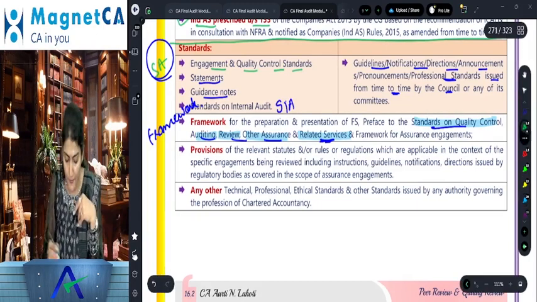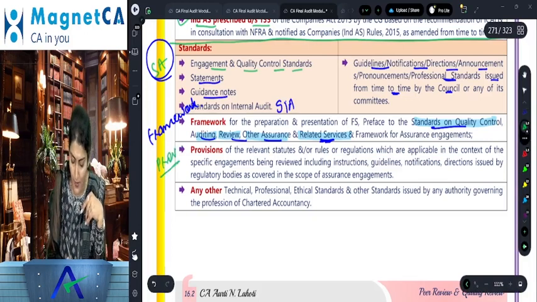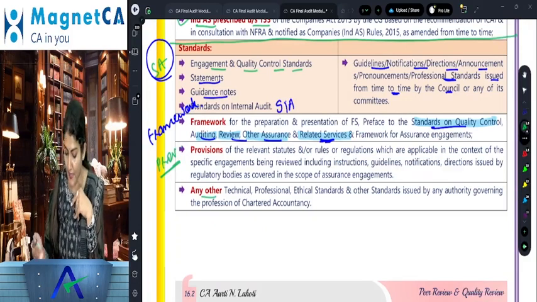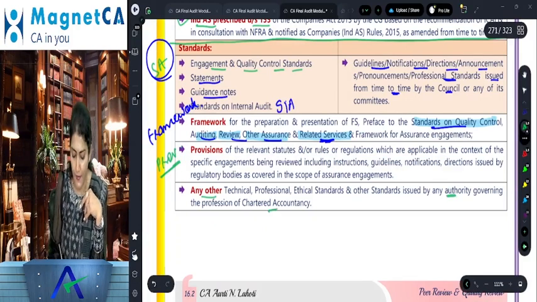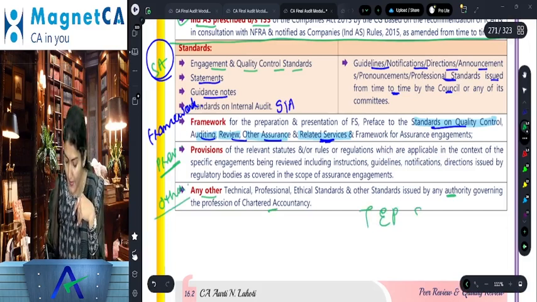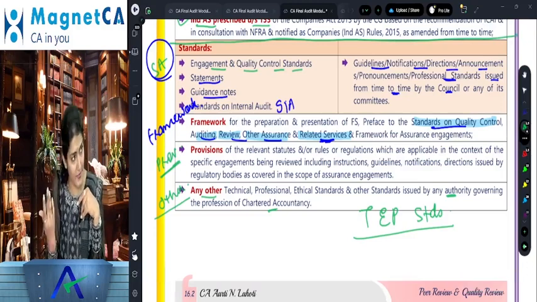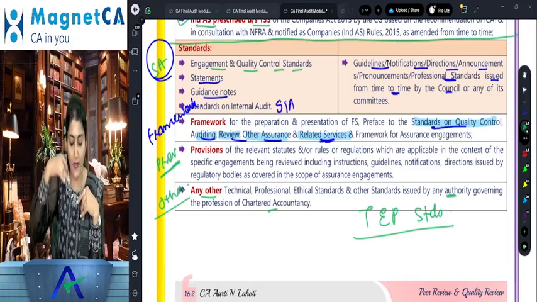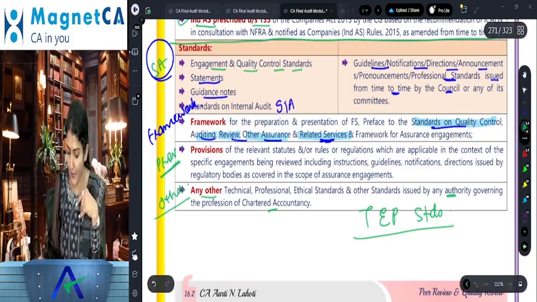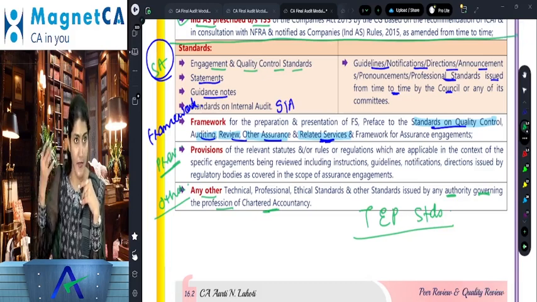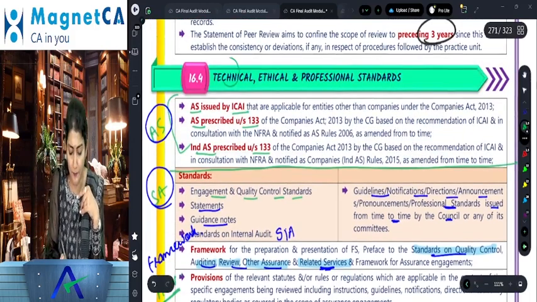Right, then after the framework, you also have the provisions of the relevant statutes and regulation and any other technical, ethical, professional standards issued by any authority governing the profession of the chartered accountancy. So what do you mean by technical, ethical, professional standards, everyone? Accounting standards, auditing standards, framework, provisions, and the other technical, issued by any regulatory authority governing the profession of the chartered accountancy. Is it clear to everyone? That is what you mean by the technical, ethical, and the professional standards.